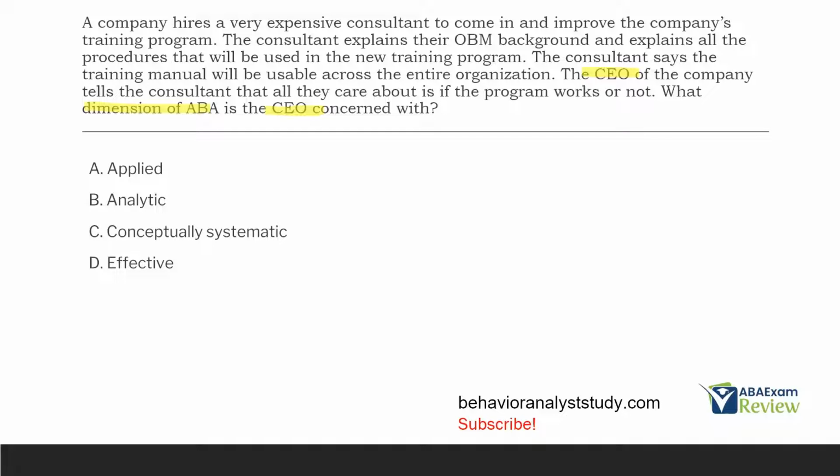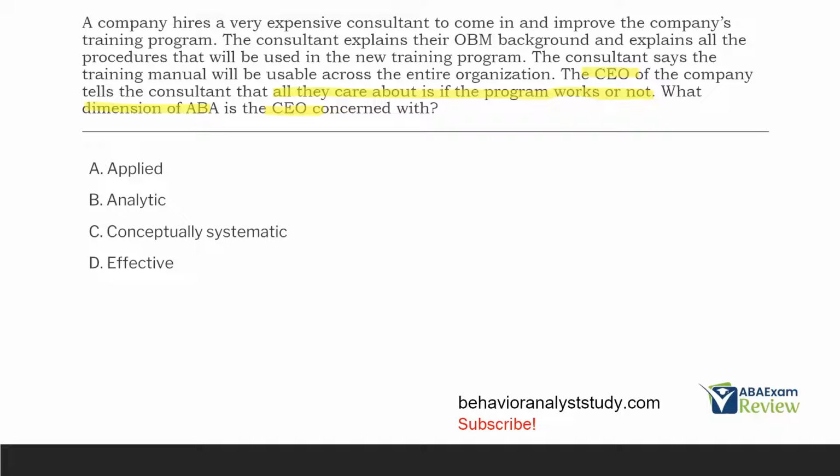The consultant says, well, I'm an OBM. They explain the procedures. They say it's usable. The CEO says, I don't care. All I care about is if the program works or not. So that's a very specific dimension. And what specific dimension does the CEO care about? A, applied. Applied says it's going to be socially valid and meaningful.